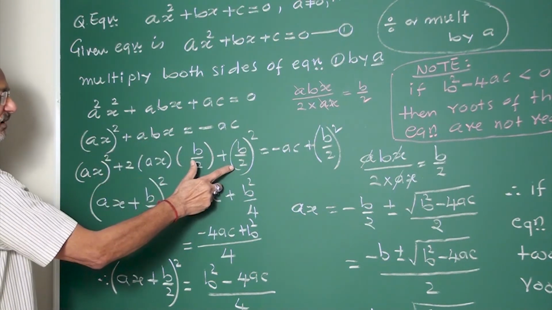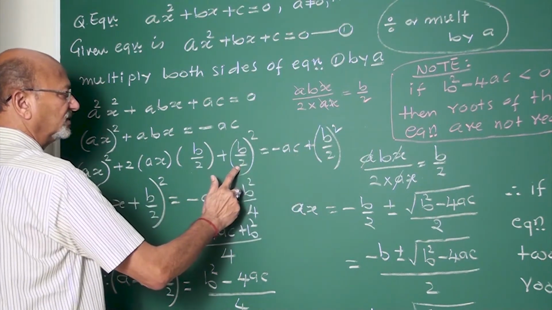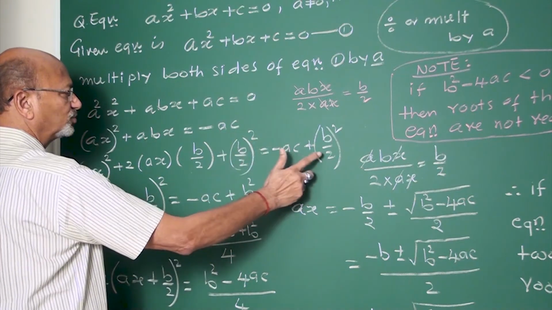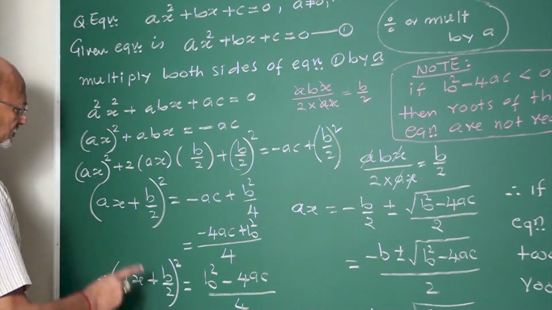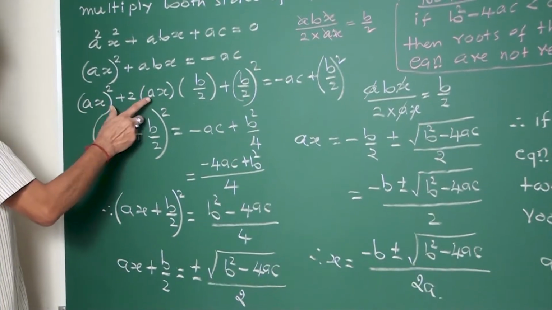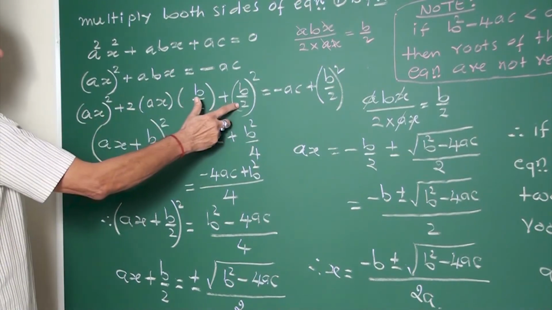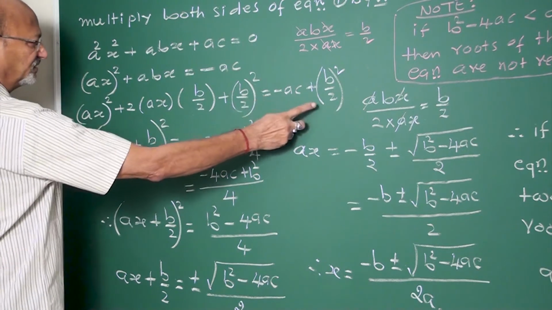Then we wanted to make a square, so add it. This addition should be on both sides, LHS as well as RHS. This term, B by 2 the whole square, to the LHS and to the RHS. Rest is simplification. A square plus 2AB plus B square is the first term plus second term the whole square, equal to minus AC.